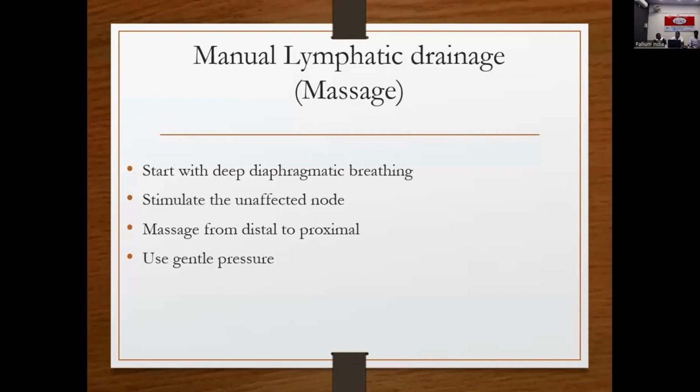Massage from the distal to the proximal. If the patient has lymphedema in the upper limb, the distal area will be the fingers. So we have to start with the fingers, then go through the shoulder area. That is massage from distal to proximal. In the upper limbs, we start the massage from the fingers to the shoulders. In the lower limb, from the phalanges to the thigh region. That is the method of massaging.